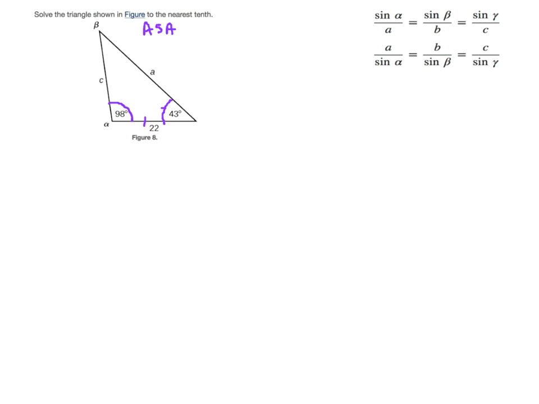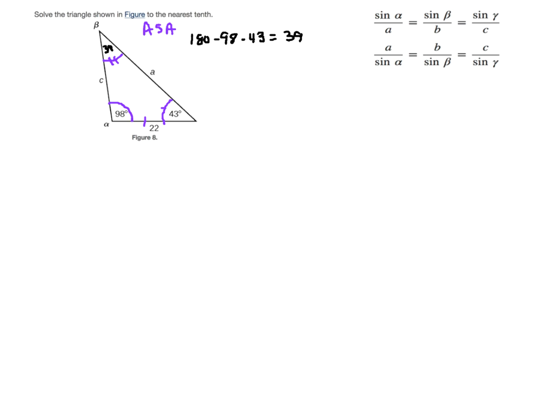All right, so we're going to go through the same process of setting up the relationship that we already know. Since all we have is side B, but we don't have angle beta, we need to figure out angle beta first. So 180 minus 98 minus 43 tells us that angle beta is equal to 39 degrees. Okay, so now we know our third angle.